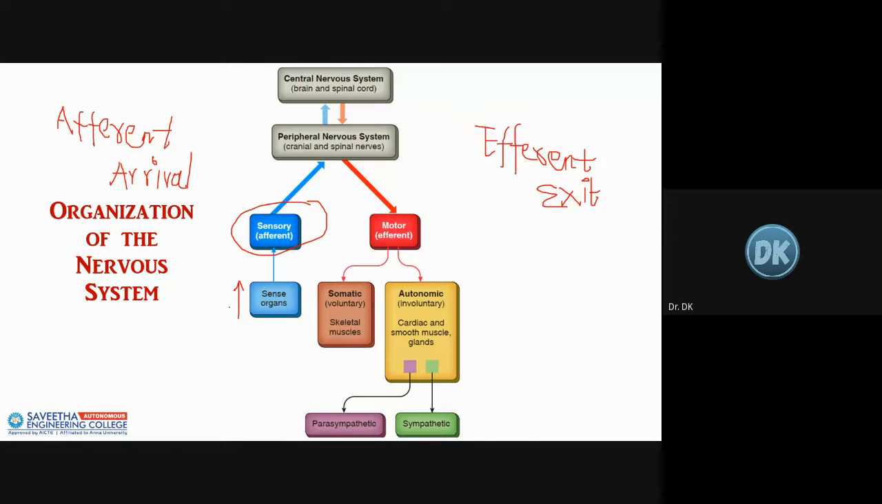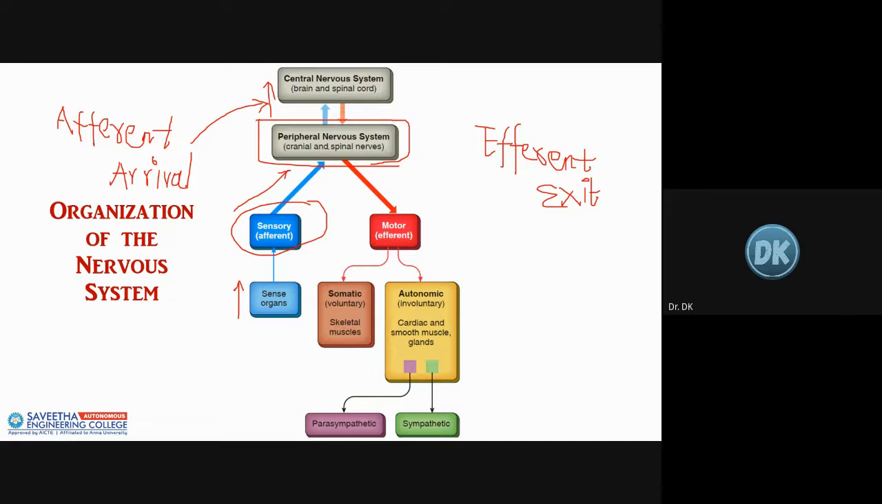So the inputs coming from these sense organs, the afferent neurons will take to your brain and spinal cord. How does it go to the brain and spinal cord? Through the peripheral nervous system. So through the nerves in the peripheral nervous system it will reach your brain. So this is taking the input to your brain, it is arriving at your brain. That's why it is called afferent neurons.